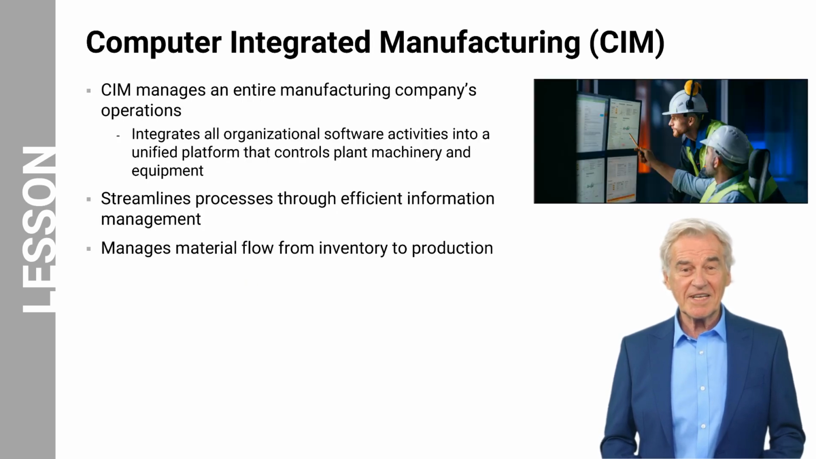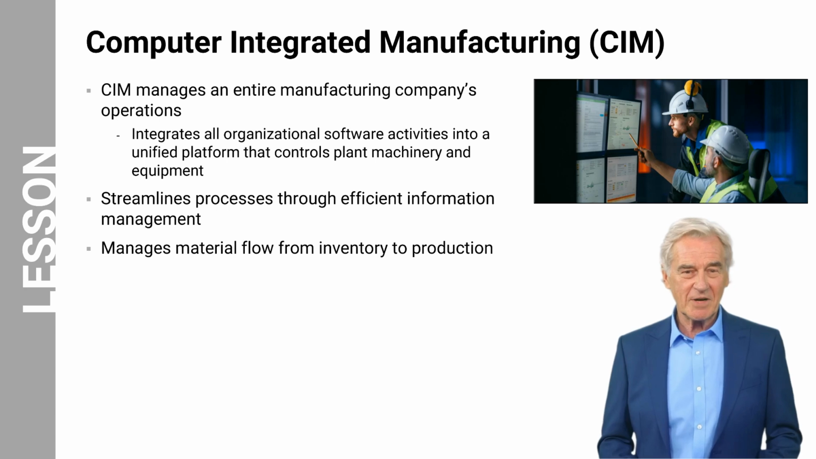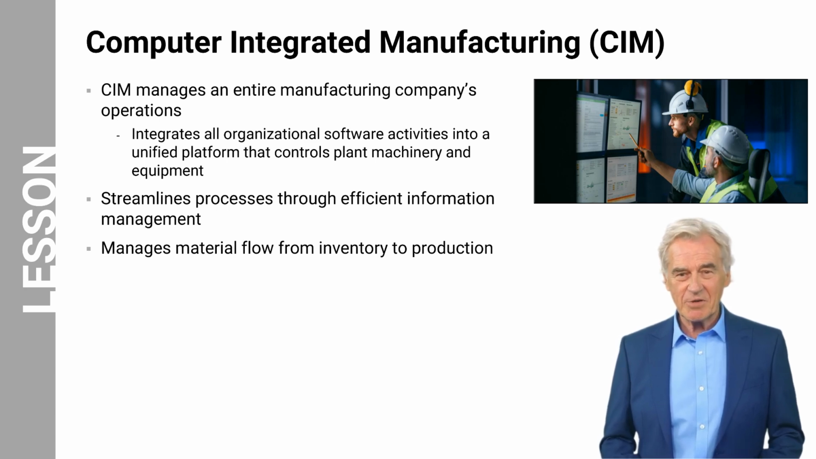CIM primarily connects various manufacturing processes through computer control, incorporating elements like computer-aided design, computer-aided manufacturing, and automated manufacturing systems. While CIM improves production efficiency, it operates alongside other critical systems such as Enterprise Resource Planning, abbreviated as ERP, Manufacturing Execution Systems, abbreviated as MES, and Product Lifecycle Management, abbreviated as PLM, to support the overall manufacturing environment.